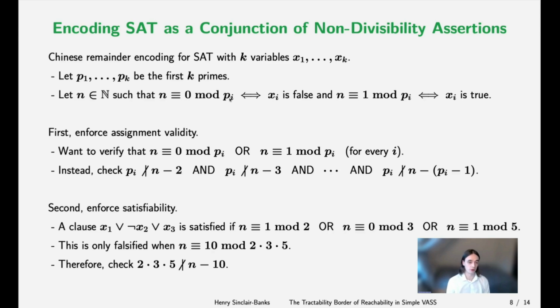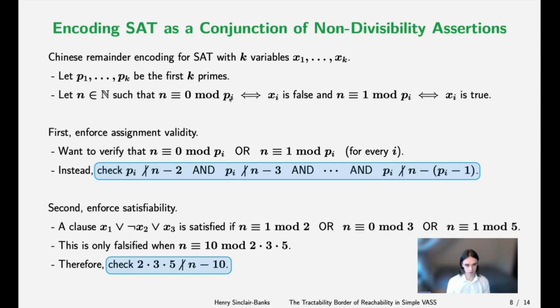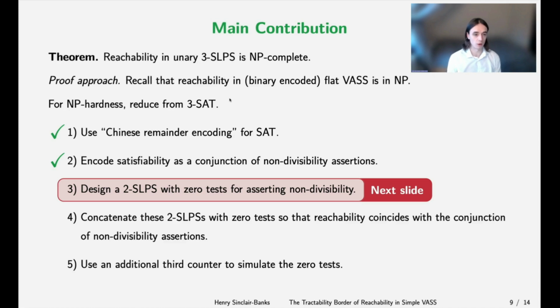And now notice that for each of the variables, x1 through xk, we have a conjunction of non-divisibility queries. And for each clause, we have one non-divisibility query. So together we have a massive conjunction over all of the variables and all of the clauses, a series of non-divisibility queries that indeed encodes the SAT instance. So coming back to the rough approach for our main theorem, I've shown you how the Chinese remainder encoding works for SAT, and I've shown you how to encode satisfiability and indeed validity of the guessed assignment as a conjunction of non-divisibility assertions. So next I'll show you how to do non-divisibility in a simple linear path scheme.